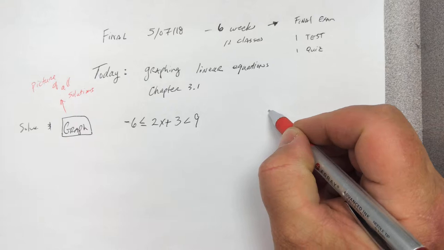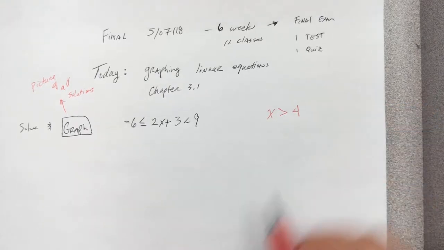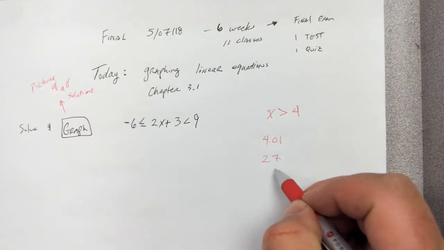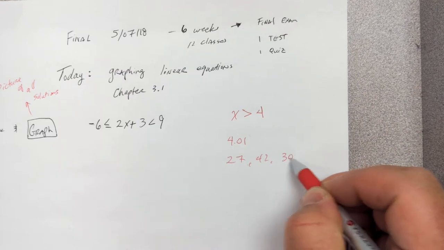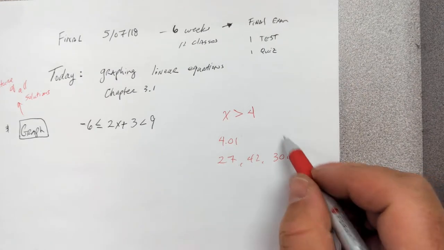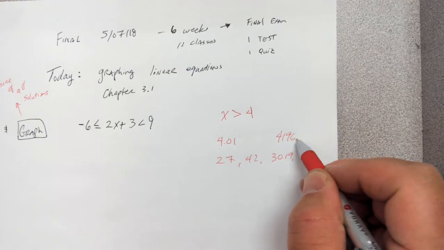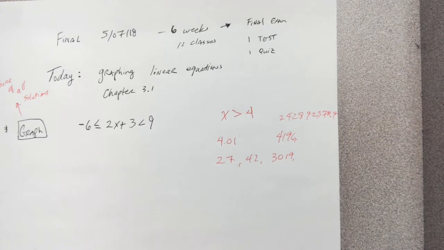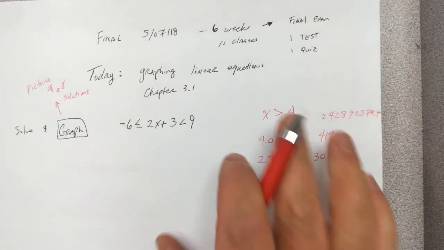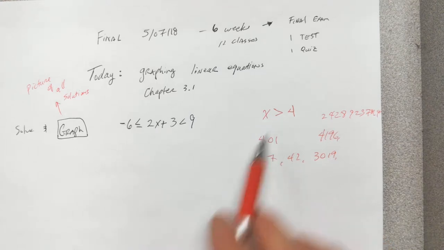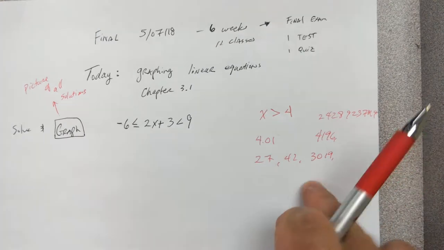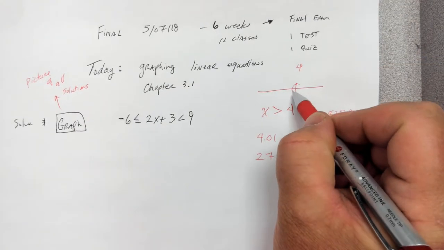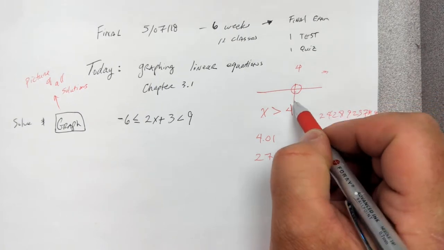Because the thing is, if we had something like this, there's lots of answers to this. Like 4.01, 27, 42, 3,119, 4,196, 24, 28, 92, 3, 7, 8, 1.4, right? Any number that's bigger than 4 would be a solution to that. And so the idea was, you can't write them all. So what we do instead, we draw a picture. That's 4. X is bigger. Bigger numbers are this way, right? So then our graph would look like that.